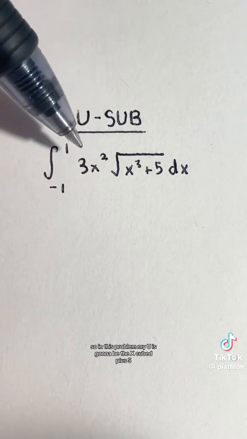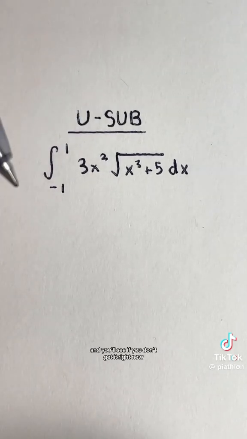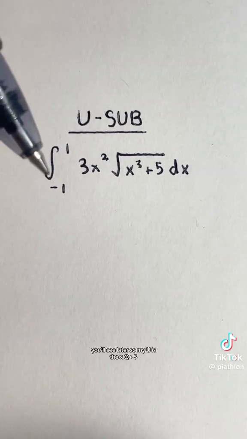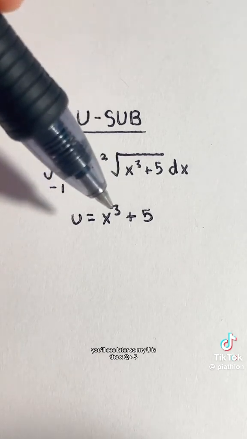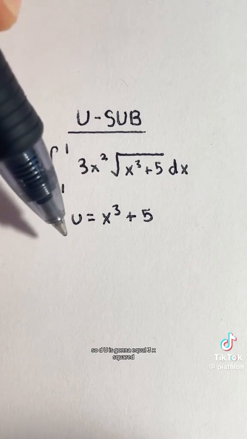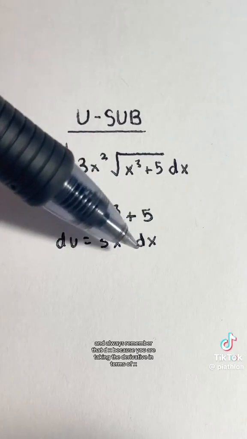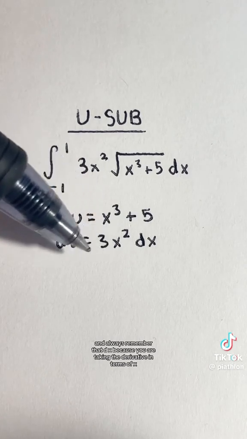So in this problem, my u is going to be the x cubed plus 5. And you'll see. If you don't get it right now, you'll see later. So my u is the x cubed plus 5, and then I need to take the derivative of u. So du is going to equal 3x squared. And always remember that dx, because you are taking the derivative in terms of x.